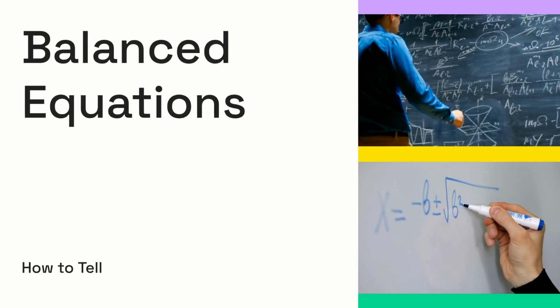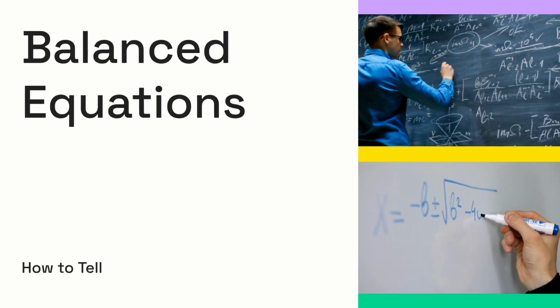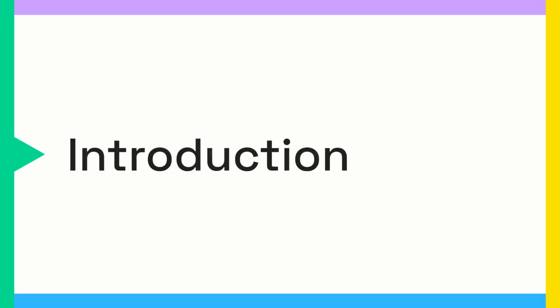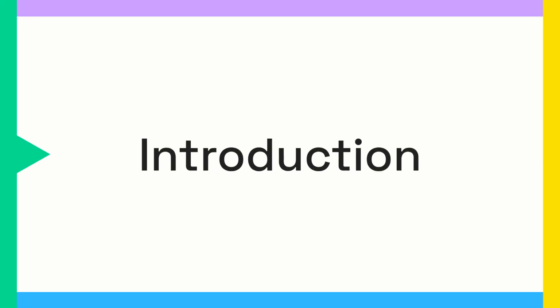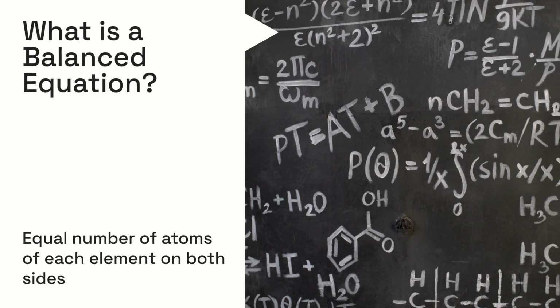In this video, we'll explain how to determine if an equation is balanced or not balanced. When working with chemical equations, it's crucial to understand whether they are balanced or not. A balanced equation represents a chemical reaction where the number of atoms of each element is the same on both sides of the equation. So, what exactly is a balanced equation?